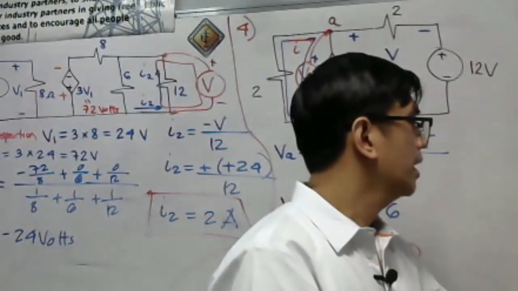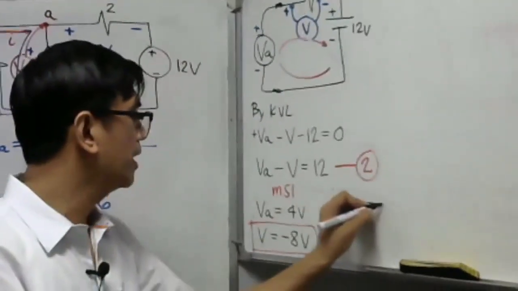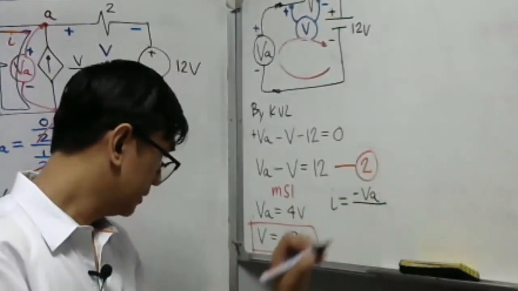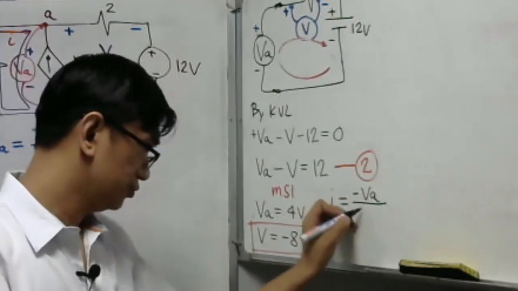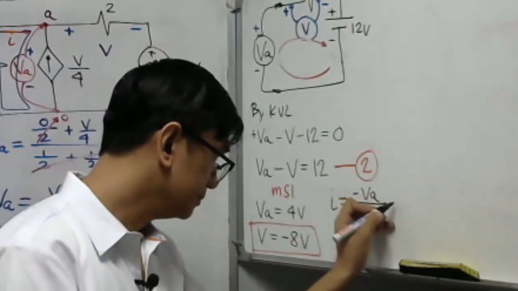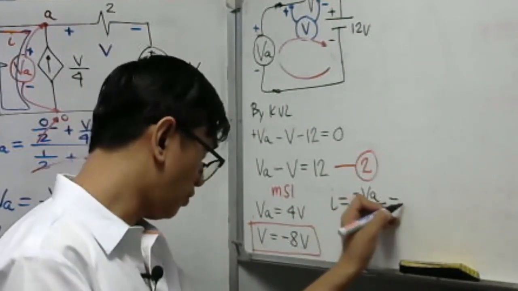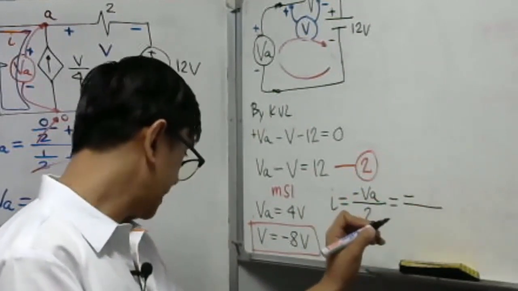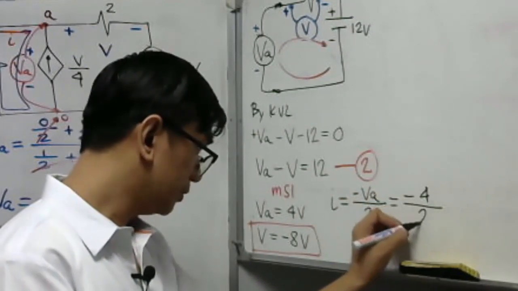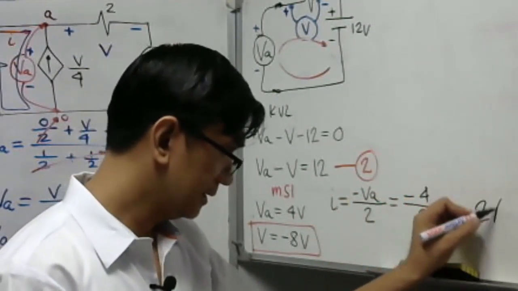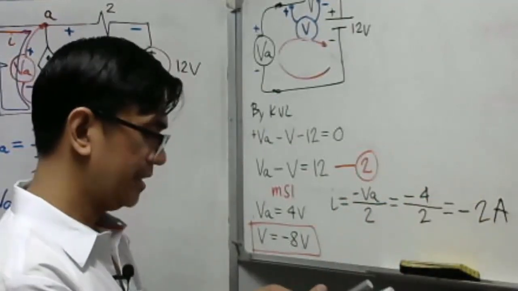Okay? So, our I is simply equal to negative V sub A over 2. Simple as that. So, our V sub A is simply 4. So, meaning negative 4 then over 2. Meaning, it is negative 2 ampere. That's the answer. That's the answer.